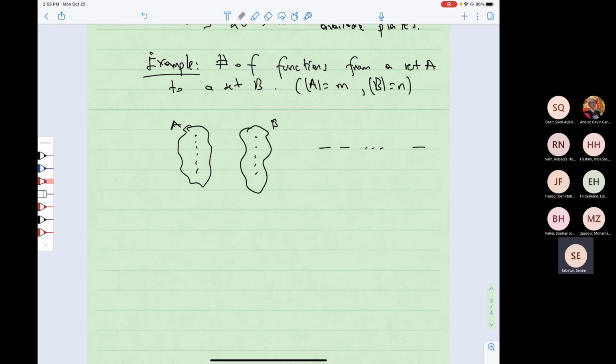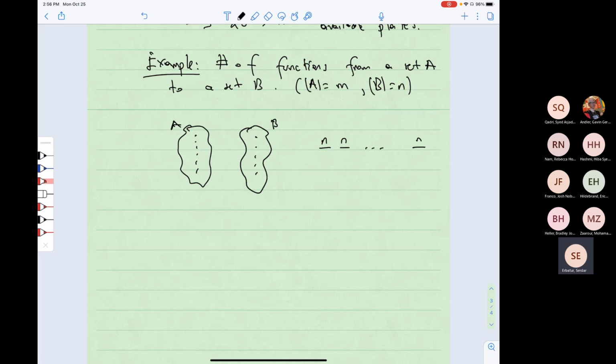Okay, the first element can be mapped to any one of these N elements, right? It would be a legitimate function. The second element could also be mapped to any one of these N elements. There is no restriction, right? Makes sense? And the third one, same again. The function definition would satisfy any one of them, exactly one of them. And there are N possible ways. And it keeps going on.